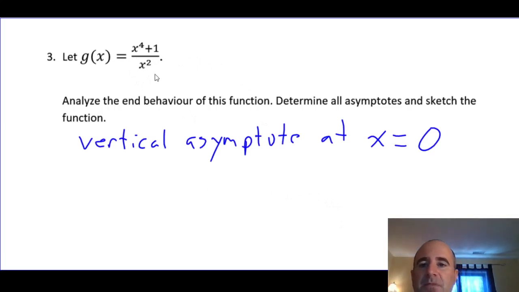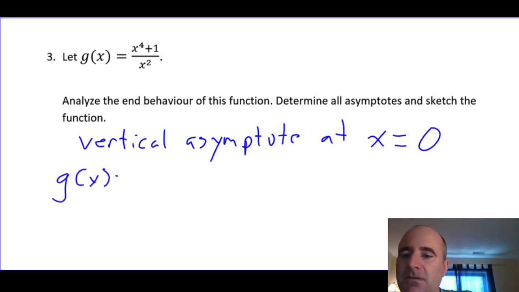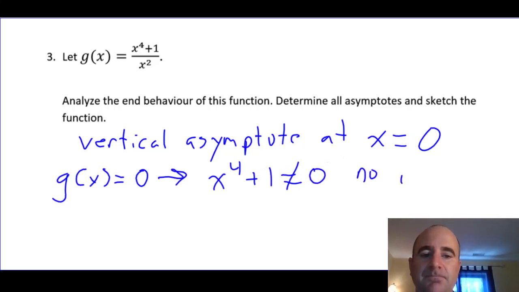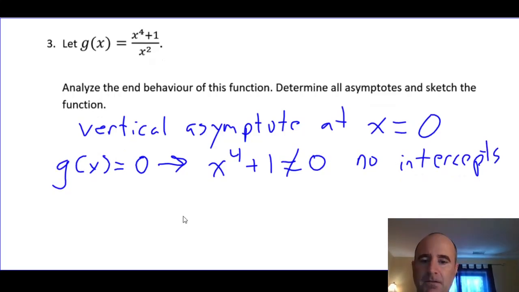Since x can't be 0, it's impossible to have a y-intercept. However, g of x could equal 0 so long as x to the power of 4 plus 1 equals 0. Oh, but that's not possible. So there's no intercepts at all. There's no x-intercept because y can't be 0, and there's no y-intercept since x can't be 0.